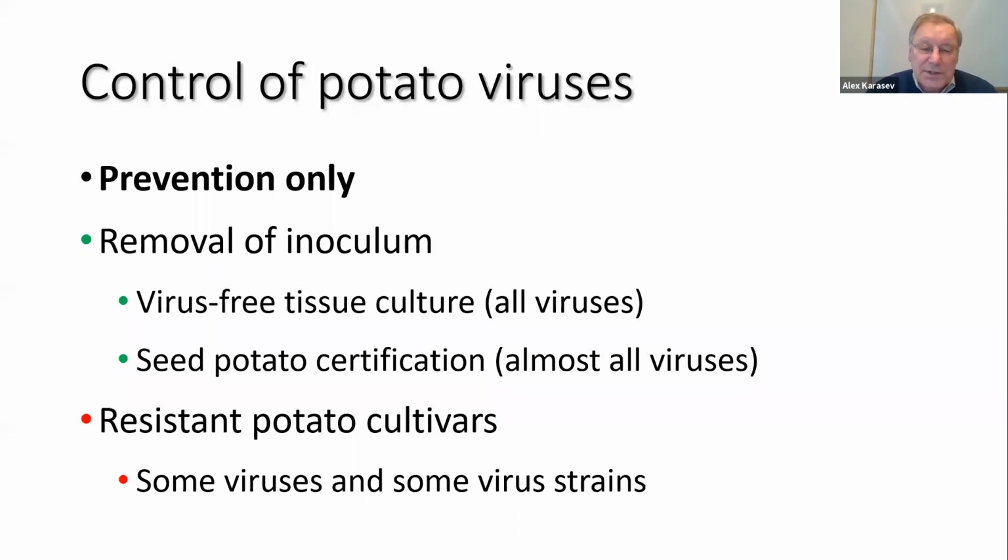So it was successful for some viruses and for some virus strains, especially notable success was for control of potato virus X and also some strains of potato virus Y. But this is a long-term solution. In certain specific cases, like potato leaf roll virus, control is possible through control of the vector, but this is a situation of more of an exception than the rule.